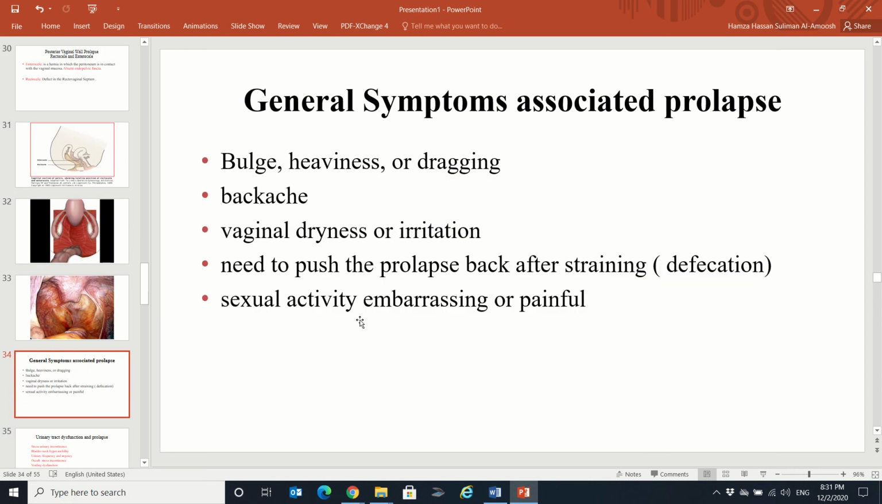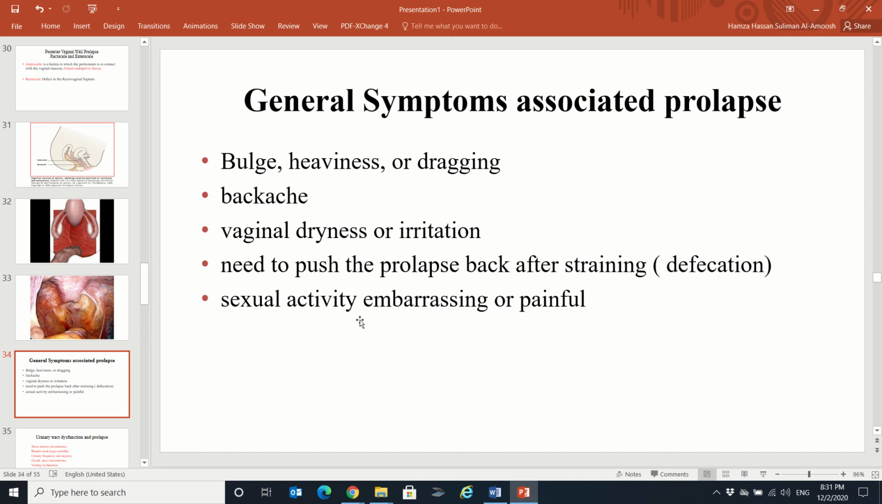Okay. What are the symptoms of prolapse? Generally, women will feel a bulge or heaviness, something bulging in the vagina like a lump, a dragging sensation, backache, vaginal dryness, or irritation, especially if the prolapse is third degree and the tissue is outside. They may need to push the prolapse back after straining to defecate.